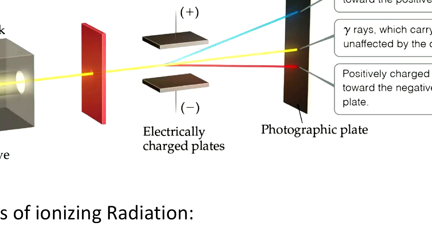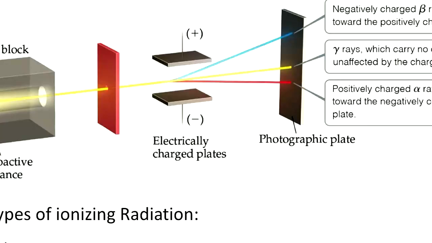Versus what should this red beam be? What is that? Probably alpha, because it's attracted to the negative side of the beam because alpha particles are positively charged. And then that gamma ray goes straight through. Why does the gamma ray go straight through? It has no what? Charge.